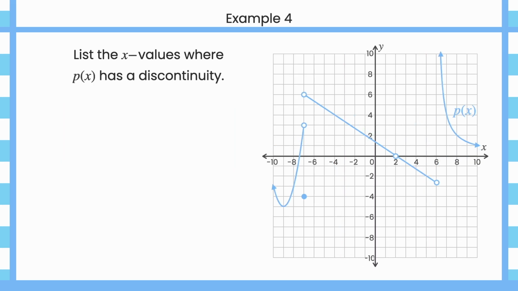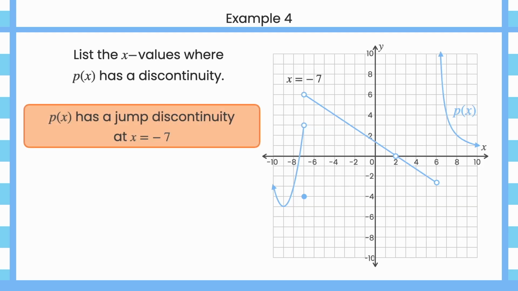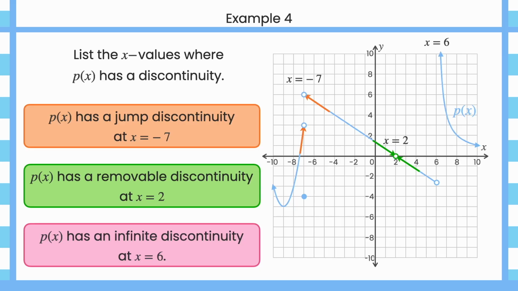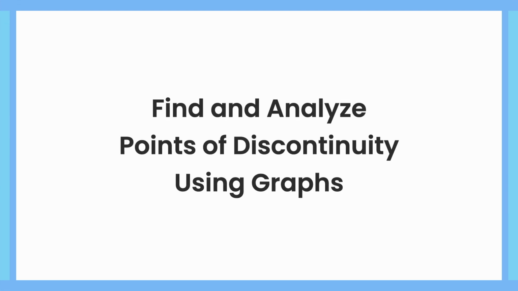Can you find the discontinuities in p of x? At x equals -7, p of x has a jump discontinuity, because the one-sided limits don't equal each other, and so the overall limit does not exist. At x equals 2, p of x has a removable discontinuity, as shown by the hole on the graph. Lastly, at x equals 6, p of x has an infinite discontinuity, because the function heads towards infinity as it approaches the vertical asymptote. You've done a great job today, both finding and analyzing points of discontinuity using the graphs.